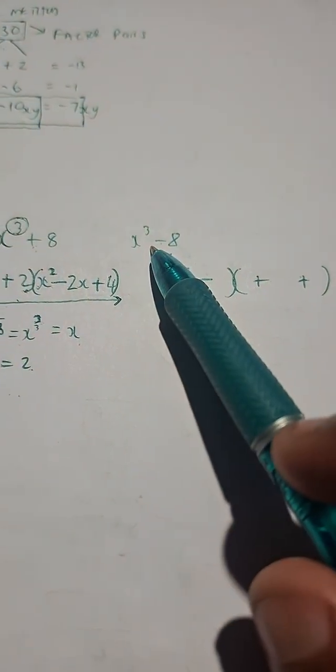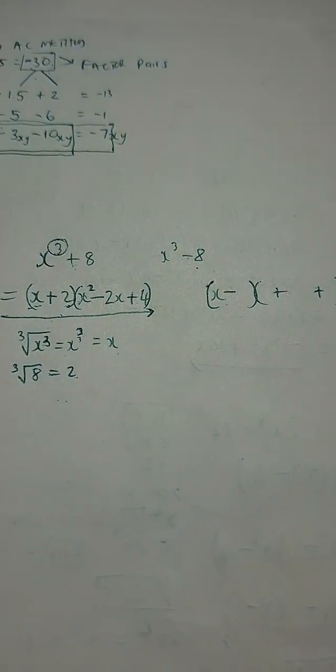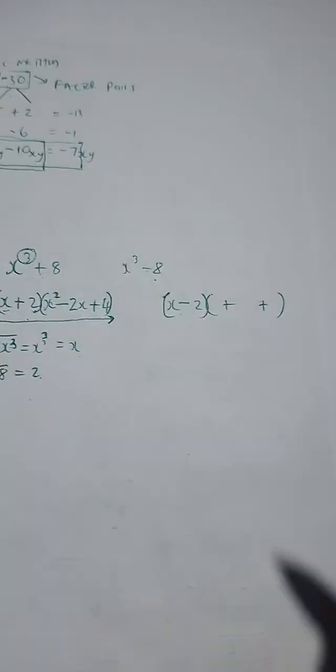Okay, so we do the same thing. What's the cube root of x cubed? That's x. So we write x in there. What's the cube root of 8? That is 2. So we write 2 there.